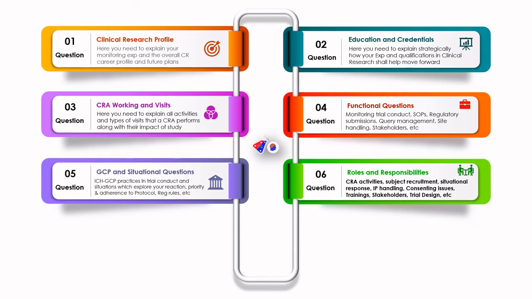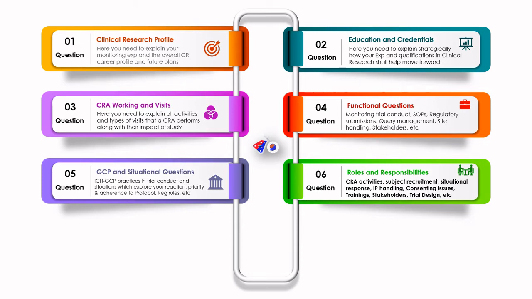Also they will ask you situational questions here again. For example, you go to a site and you see that the documentation is missing, and then the CRC is creating new documentation. Is it acceptable? Is there any deviation? Will you retrain them? What is the thought process? That is the main objective of this question.